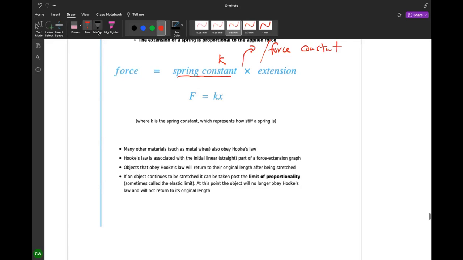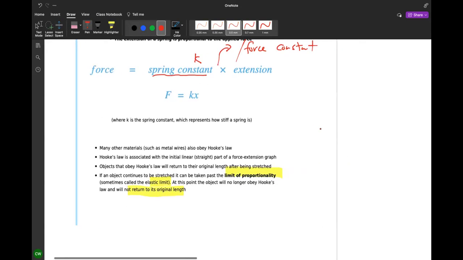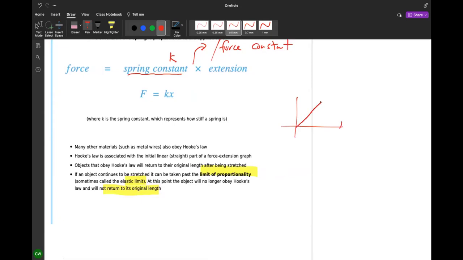When you stretch beyond the limit of proportionality, remember this word, very important: elastic limit. Beyond this point it is no longer Hooke's law and it cannot return to the original length. If you stretch until this point and release, you go back. But if you stretch beyond the elastic limit, then it will not return to the original length. It will be a permanent deformation.